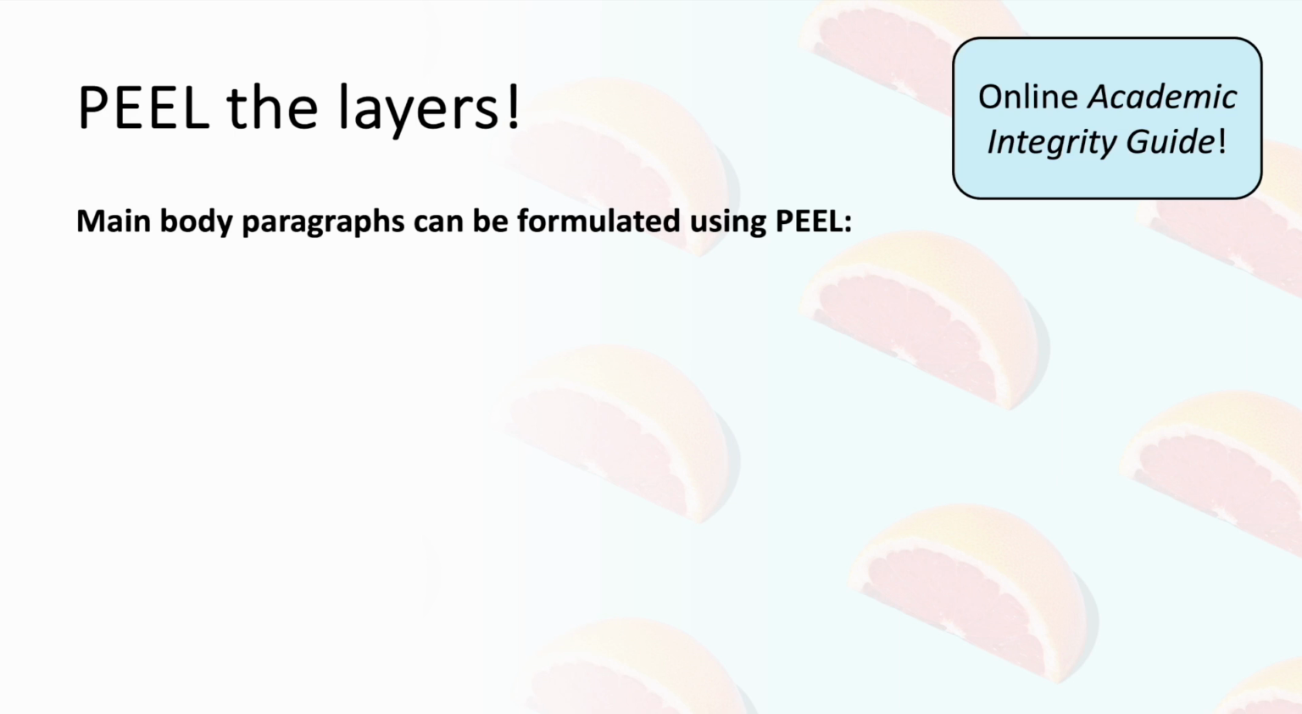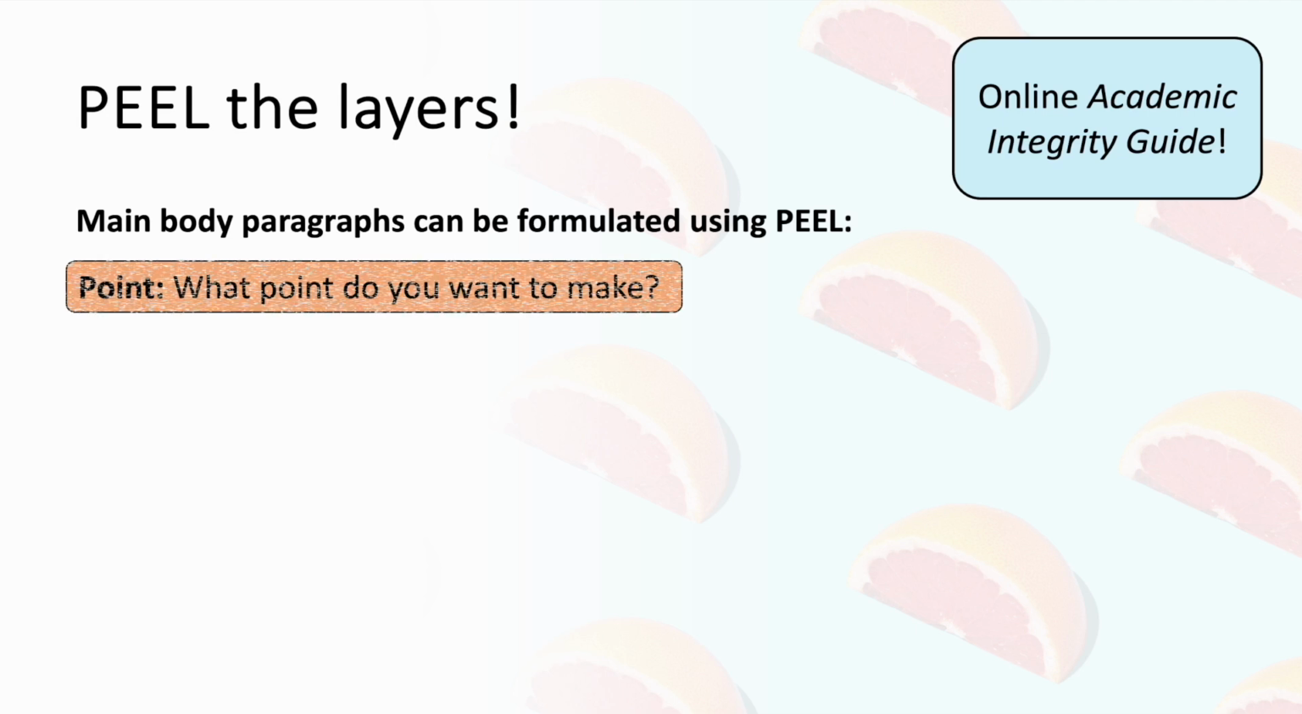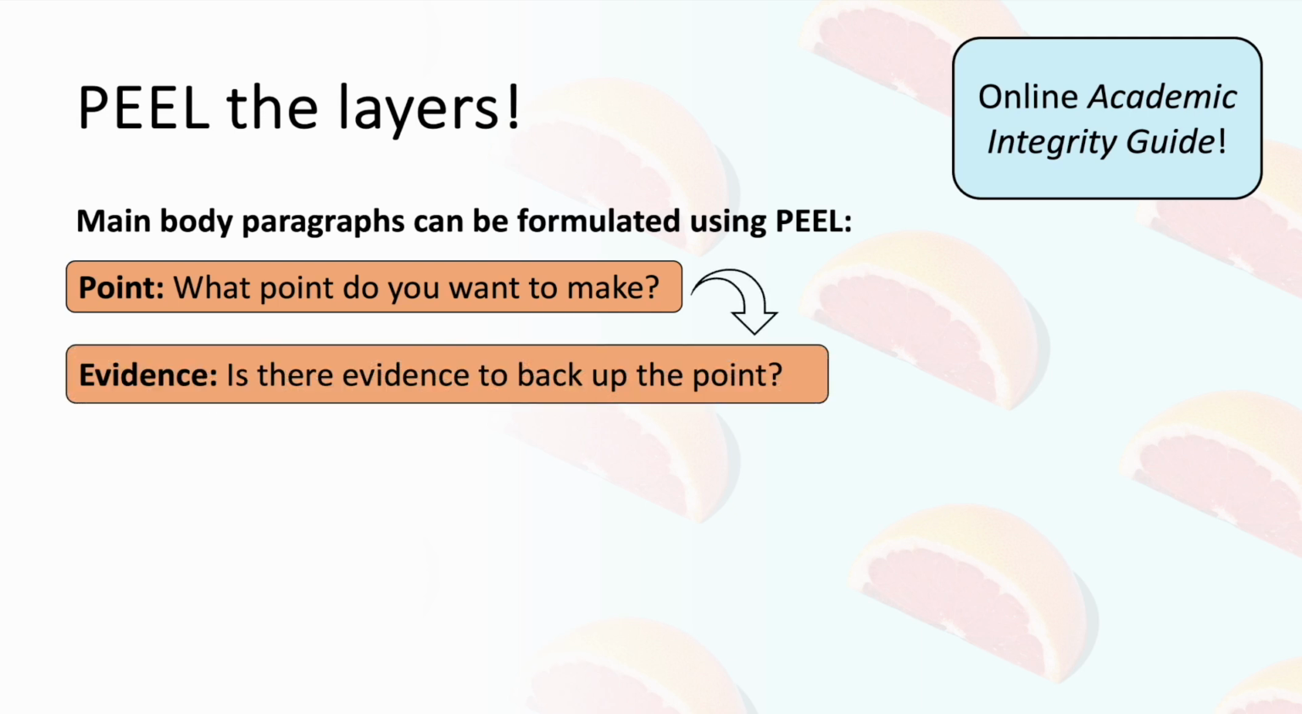Peel the layers. So we've touched on this very briefly. Peel paragraphs. What are they? We're going to start out with the point. What point do you want to make about the topic you're exploring? We're going to move to the evidence. Is there evidence in the literature to back up the point that you've just made?